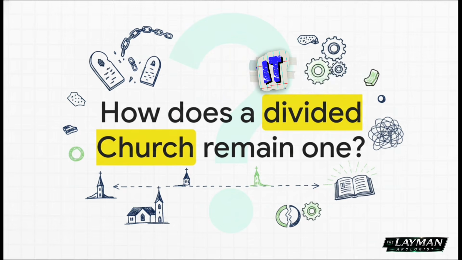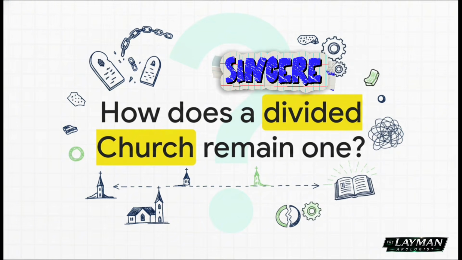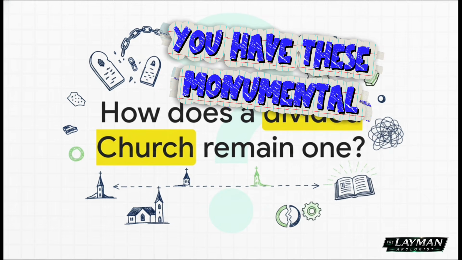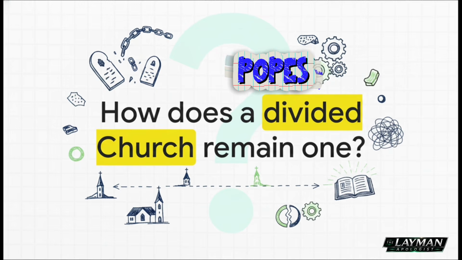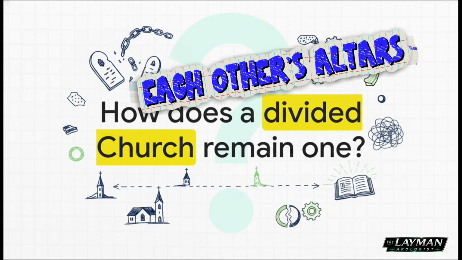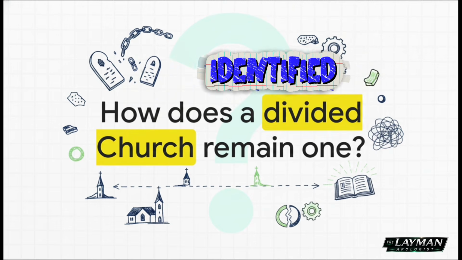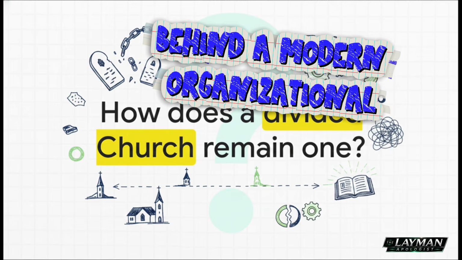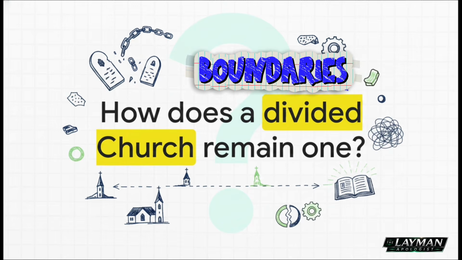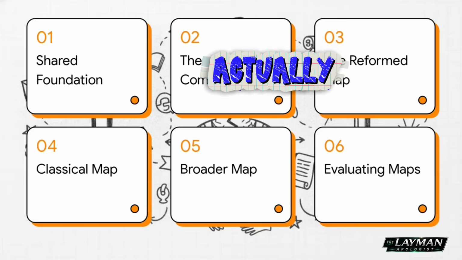I mean, think about it. Through 2,000 years of broken boundaries, you have deeply sincere Christians claiming entirely incompatible things. You have these monumental schisms, moments where popes and patriarchs were literally slapping excommunication papers on each other's altars. When that happens, how is the one true church actually identified? Christ didn't exactly leave behind a modern organizational chart. So the real challenge is finding where the true boundaries lie without just trying to rewrite history or ignoring the massive rifts that actually exist today.